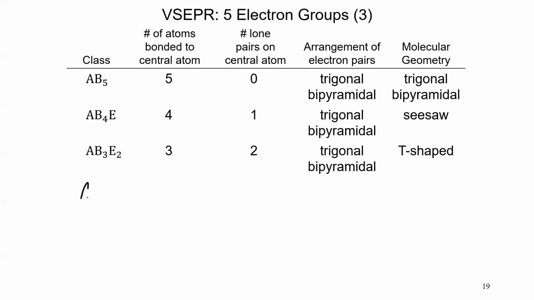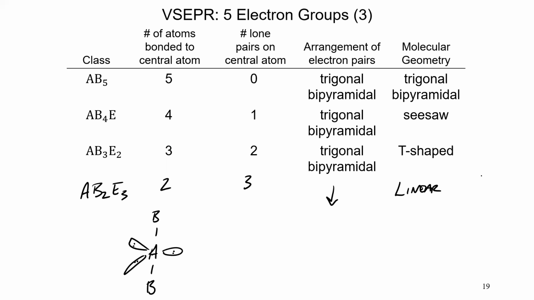And so for this last one that we'll talk about, we've got AB2E3 with 2 bonded atoms and 3 lone pairs, still trigonal bipyramidal. But now I've got my A in the middle. I've got a B and a B in my axial positions. I've got a lone pair over here, a lone pair over here, and a lone pair over there. And now what's my bond angle? 180. Yeah, 180 for sure. And so we're back to being a linear molecular geometry, with a 180 degree bond angle.